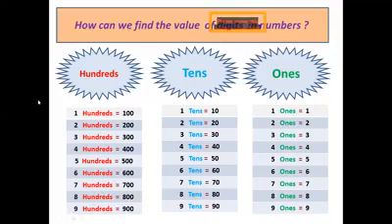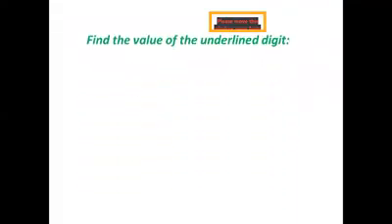Okay, when I ask you what is the value of digits in a number, if the digit is in ones, write the same number. If the digit is in tens, write the same number and put 1 zero. If the digit is in hundreds, write the same number and put 2 zeros. Don't forget. Now, let's answer some examples together. Find the value of the underlined digit.